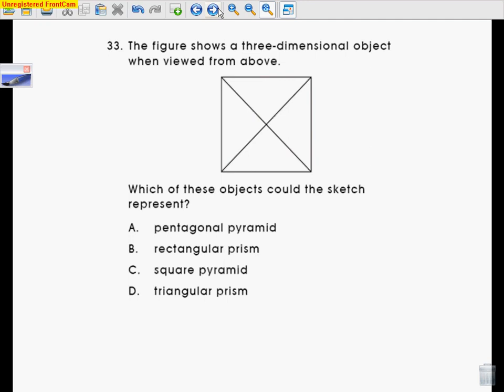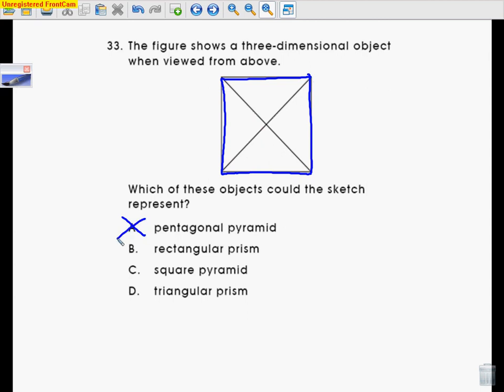So could it be a pentagonal pyramid? Well, that means that the base would have to be a pentagon. And right now we have a base that looks rectangular or even square. So we're going to go ahead and cancel that one out. It can't be a pentagonal pyramid.